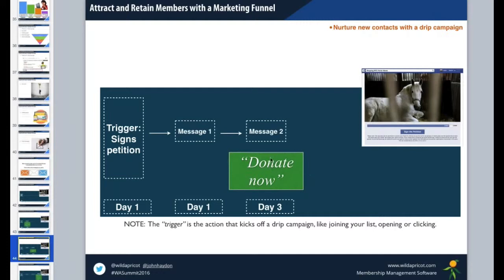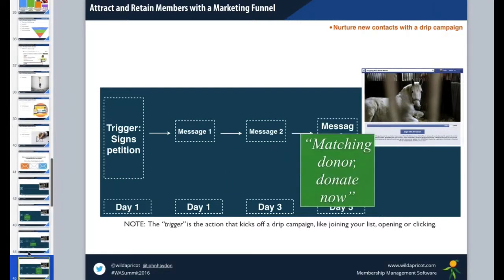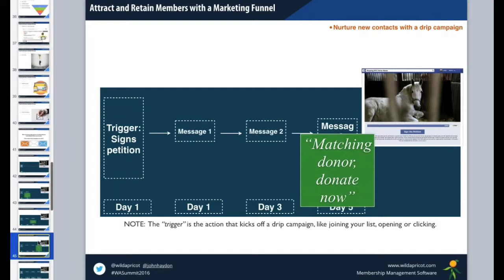Thanks for signing the petition. Here's what else you can do, right? We know that you care about this issue. Here's what else you can do. Okay, and then we have another email message in this example. So a matching donor has come forward and they're willing to match dollar for dollar up to X number of dollars, but only until this date. So there's some sort of urgency in encouraging people to join now, and eventually they do. Many of them will join.